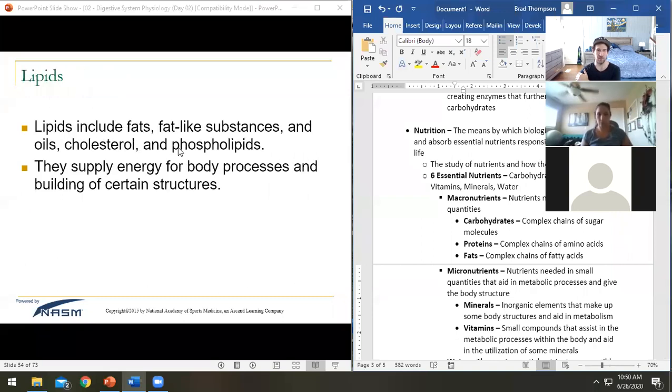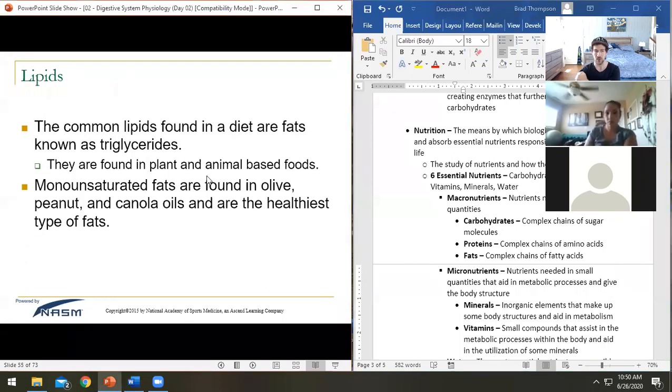Then you got lipids. Lipids are basically fat-like substances, or they are fat substances, and they are going to supply you with energy and then also give your body structure. All of your cells have fat in them, every single one of them. That's actually what makes up the walls of your cell, and that's what keeps water from getting in there and destroying them. But also things like cholesterols and phospholipids, those are really common. We usually just refer to lipids as fats within our diet.